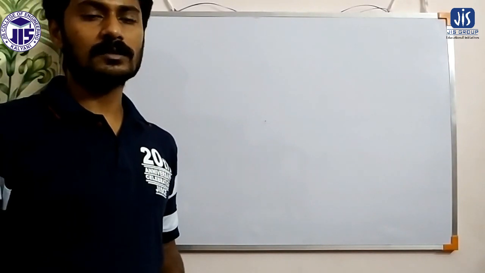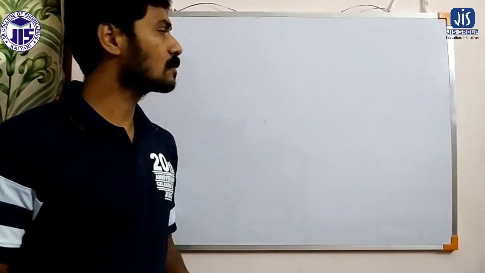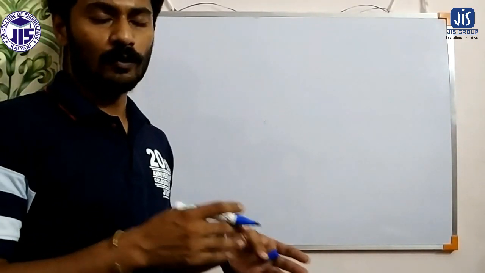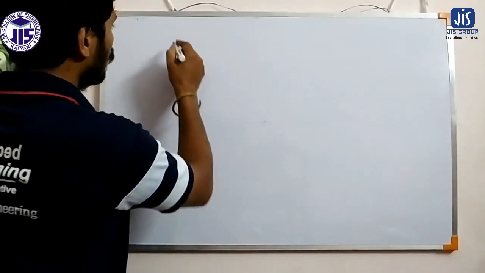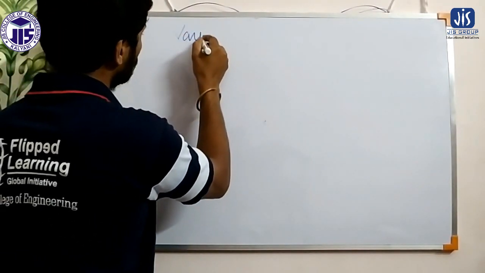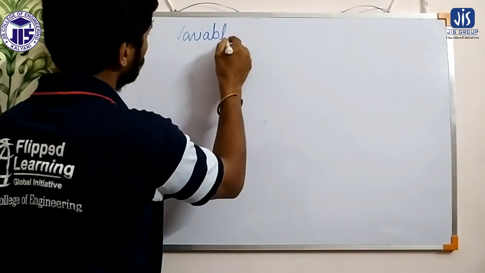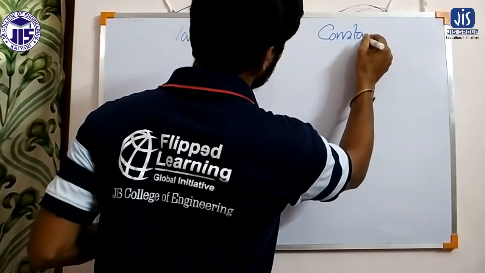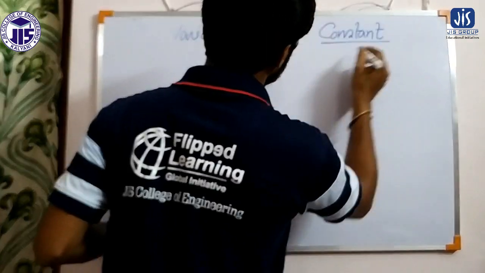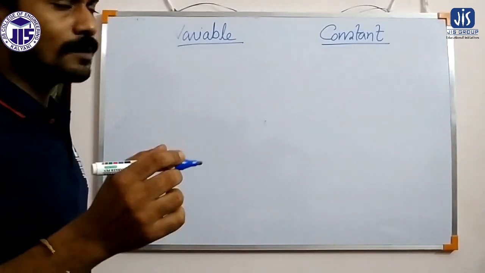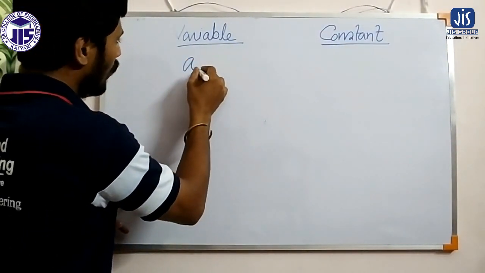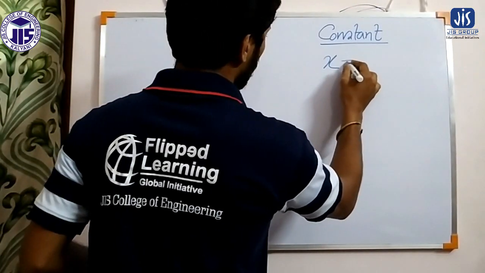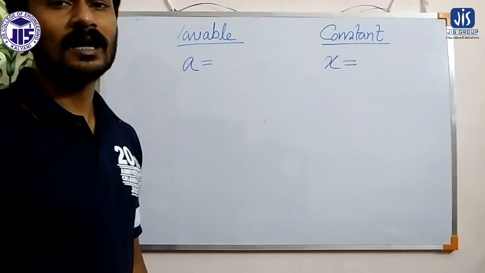We are going to discuss different variables. Before we start, in C programming we use two terms. One is called variable, another one is called constant. So first, what is variable and what is constant? For example, if I say a is a variable and x is a constant.